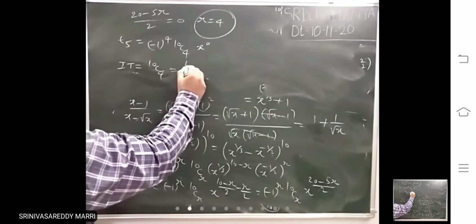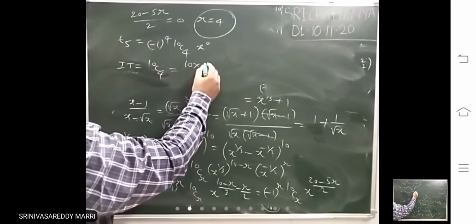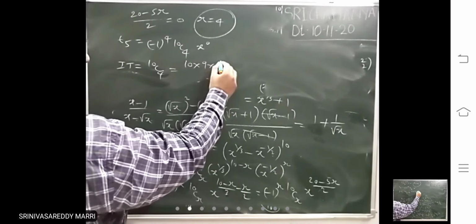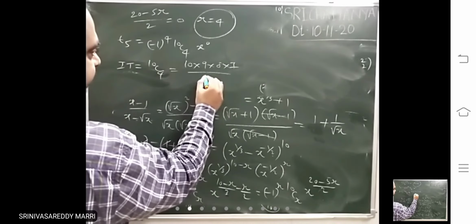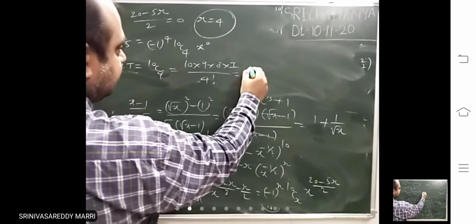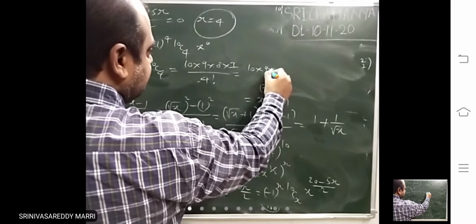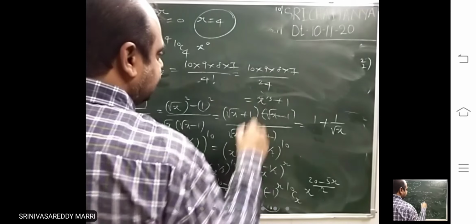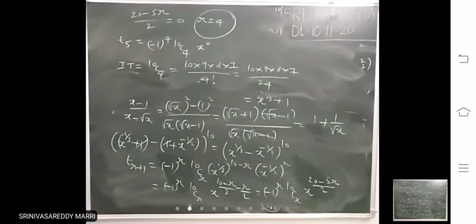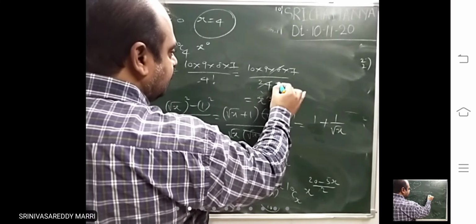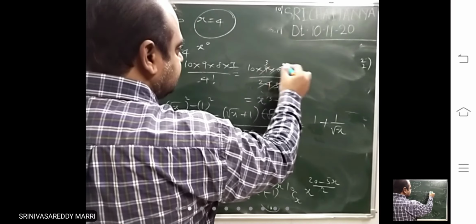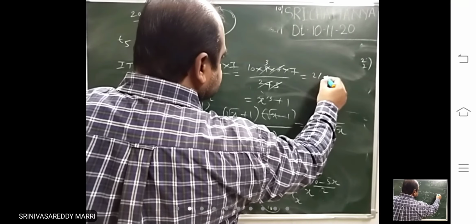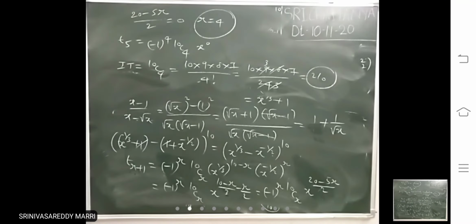Calculate this value. If you want to calculate, write the expansion: 10 into 9 into 8 into 7 divided by 4 factorial. That means 10 into 9 into 8 into 7 divided by 24. 4 factorial means 4 into 3 into 2 into 1. 8 threes are 24, and 3 threes are 9, and that means the answer is 210. Like that, whenever a combination is there, you will find the numerical value for it.